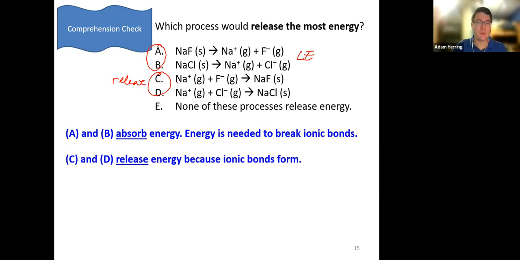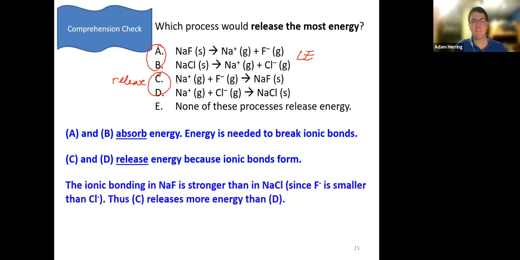Now, how do we know which one is going to release the most energy? Well, take a look at the size of the elements. Fluorine is smaller than chlorine. Because it's smaller than chlorine, the lattice energy is going to be larger. Because it has a larger lattice energy, the reverse process, forming that ionic bond, is going to be more exothermic than in the case of sodium chloride. And therefore, we see that C, the formation of sodium fluoride, is going to release the most energy.